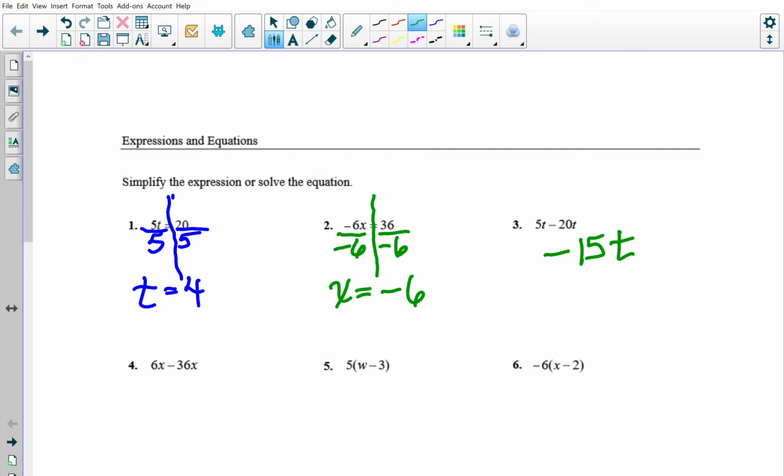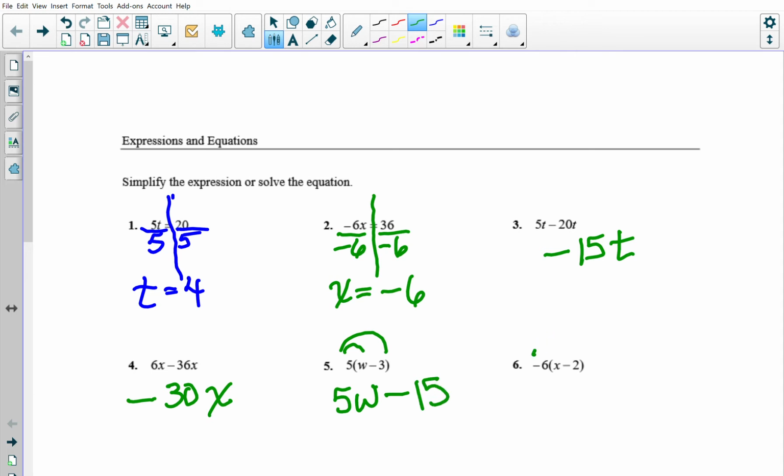Number 4 is also an expression. We have 6x minus 36x, and that'll give us negative 30x. Number 5 is an expression, and we are going to simplify using the distributive property. I'm going to multiply twice. First 5w, and my second multiplication minus 15.